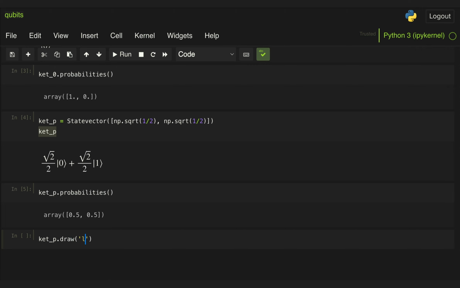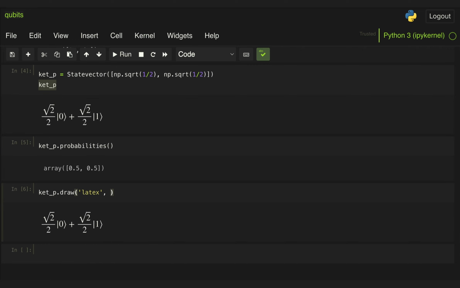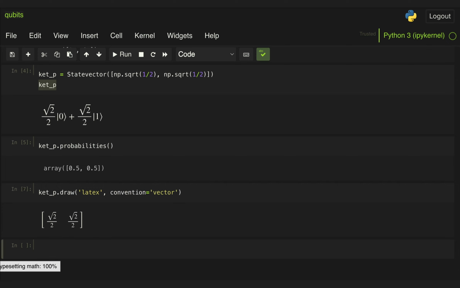Now, I could also display this state in vector notation by using the draw method. And if I only pass here this option LaTeX, I'm going to, by default, get the same output, which is the ket representation. But if I also pass here the parameter convention and specify it to be vector, what I get is a row vector that corresponds to state plus. So that's one of the things to keep in mind with Qiskit, that these vectors are displayed in row format even though they're supposed to represent column vectors.